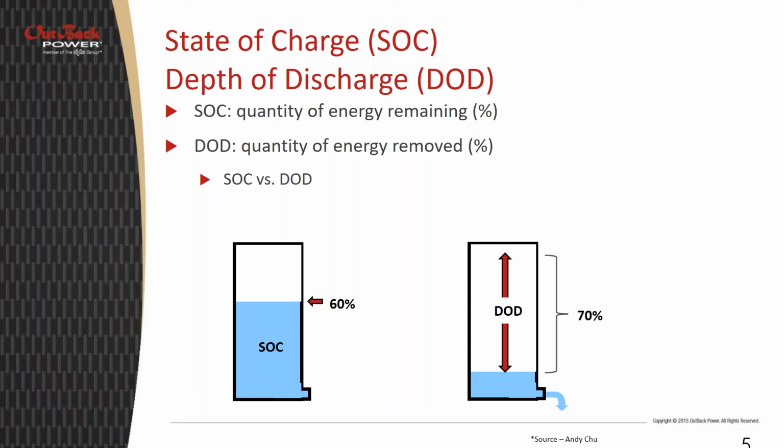Depth of discharge, on the other hand, is the opposite. It's the quantity of energy we've removed from the battery in percentage form. On the right-hand side of the screen, you'll see our tank of water, and we've removed 70%, so there's only 30% left.